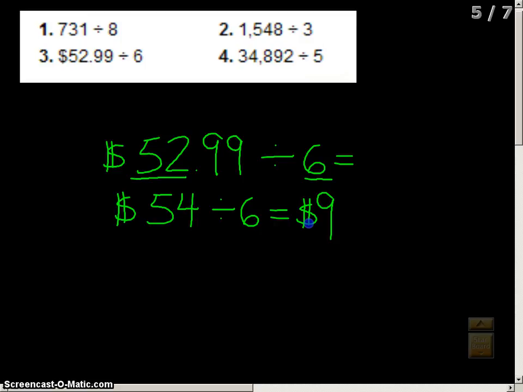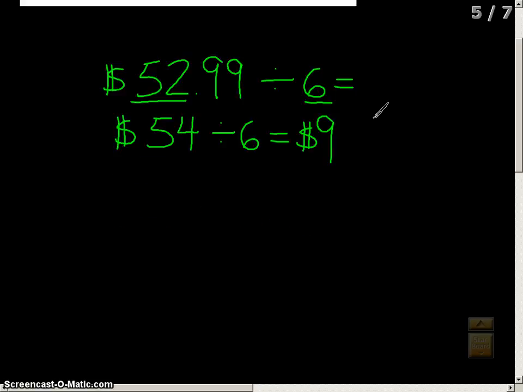So those are just two of the examples we looked at within lesson 3-3.